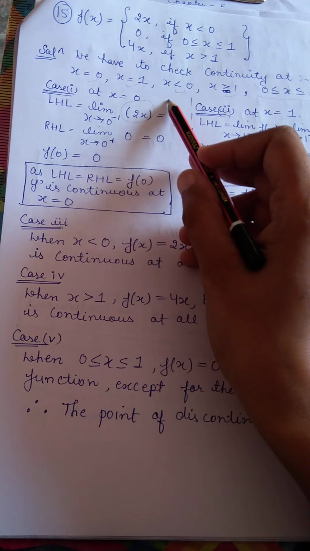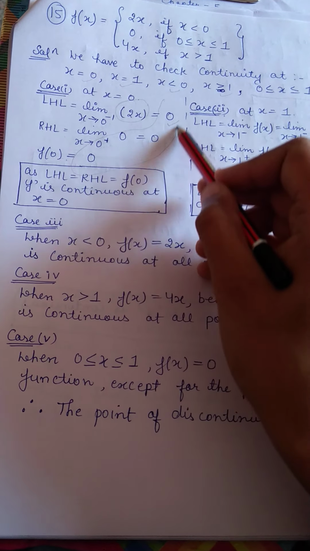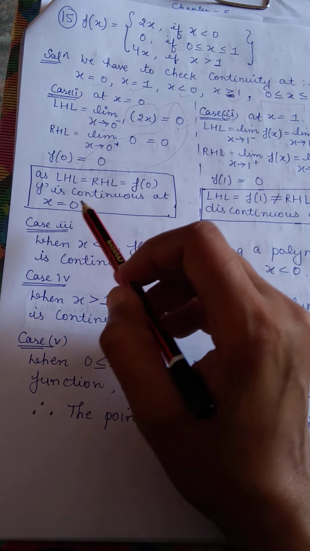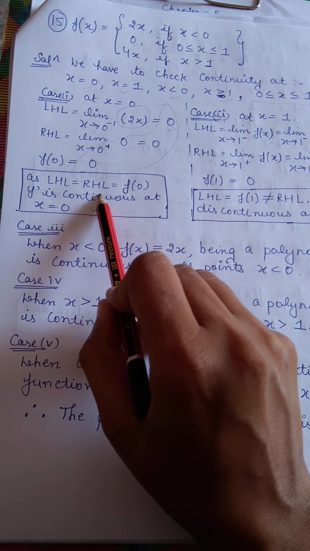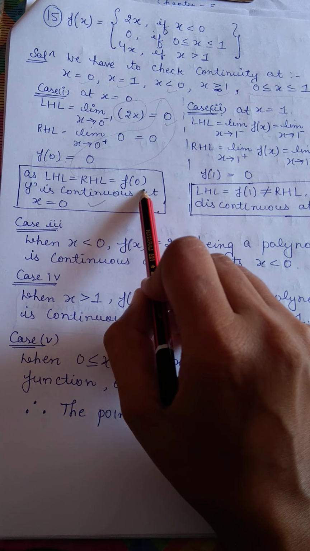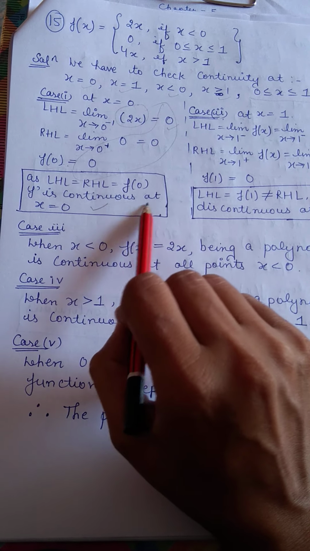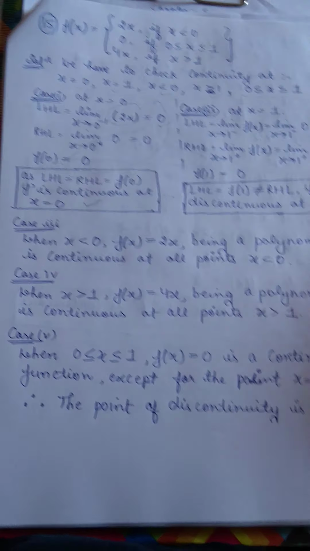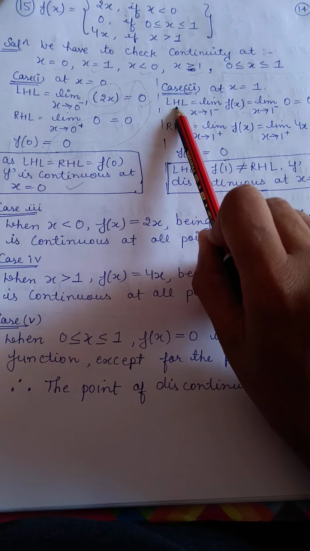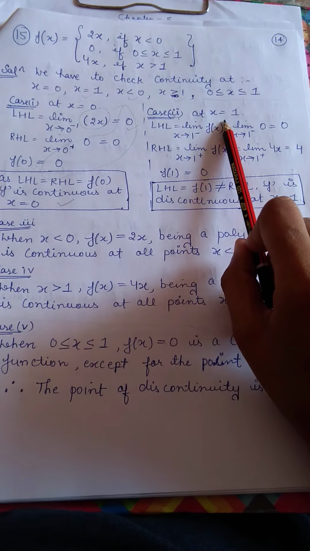So these three are same. These three are now same, and we can write LHL is equal to RHL is equal to f of 0. F is continuous at x is equal to 0. Clear? Now in case 2, I am taking x is equal to 1.